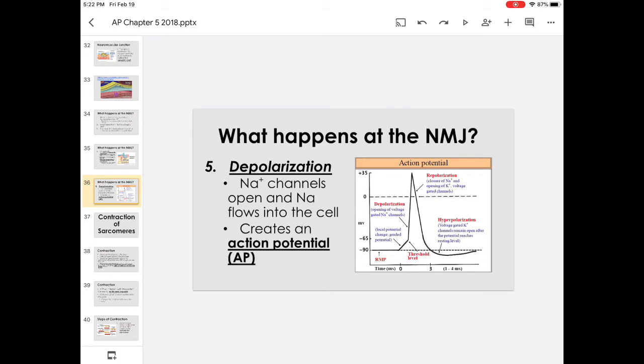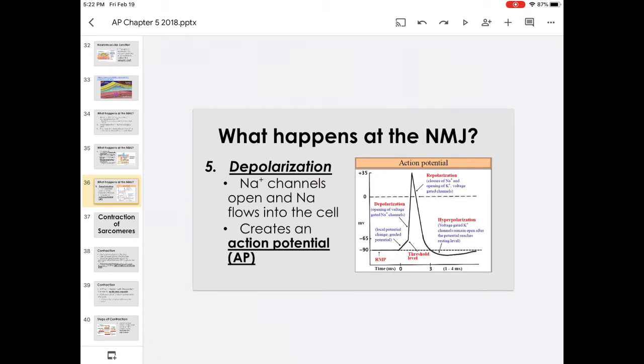Now, there's something called depolarization. Depolarization is when you have sodium ions entering and potassium ions exiting. Therefore, you are having this positive charge inside of the muscle fiber. So when we talked about this change in ions leaving and coming in, creating this positive charge inside of the cell, this is what depolarization is.